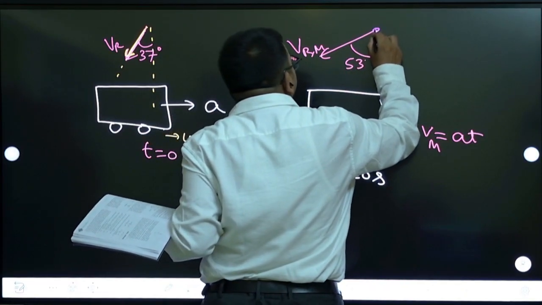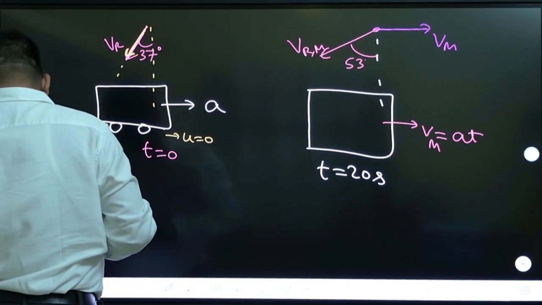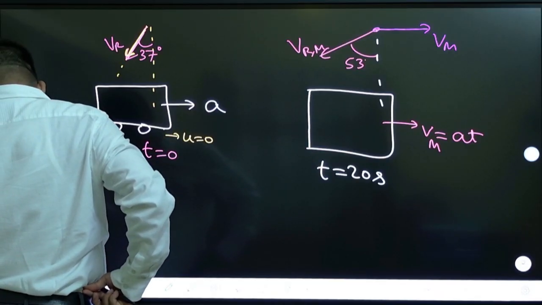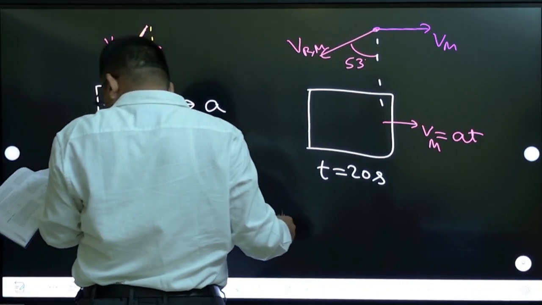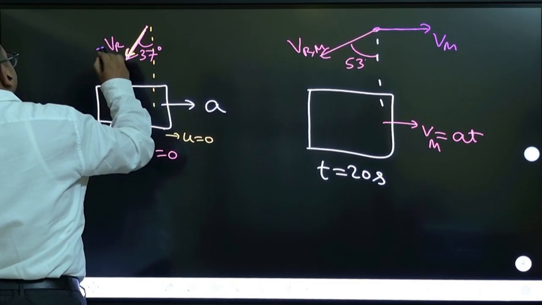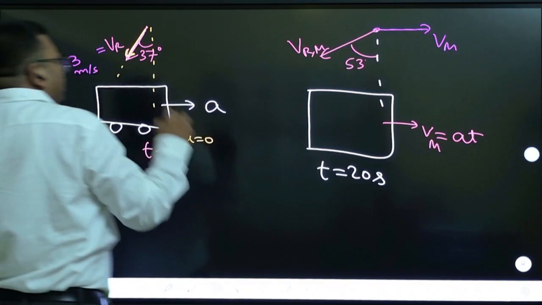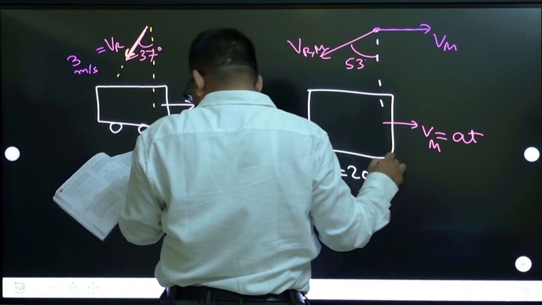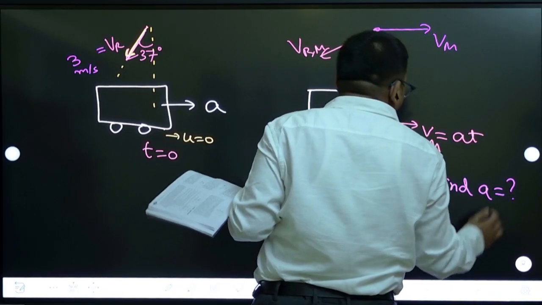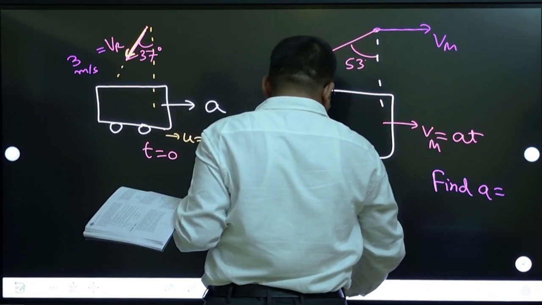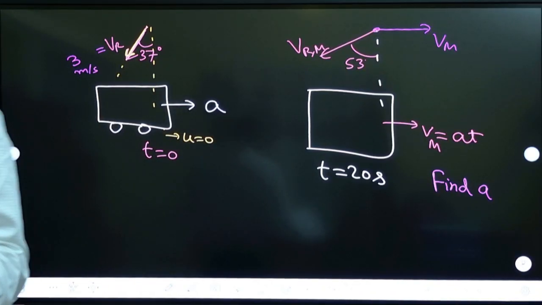If you want to draw the vector, you can draw it. This is the velocity of man, and the relative velocity is like this. Then, in the same direction, find the acceleration of the car. They have given that the rain is falling at a speed of 3 meters per second, and they are asking to calculate the acceleration of the car. They are asking for the answer in centimeter per second squared. That we will convert afterwards, but let us think about it.